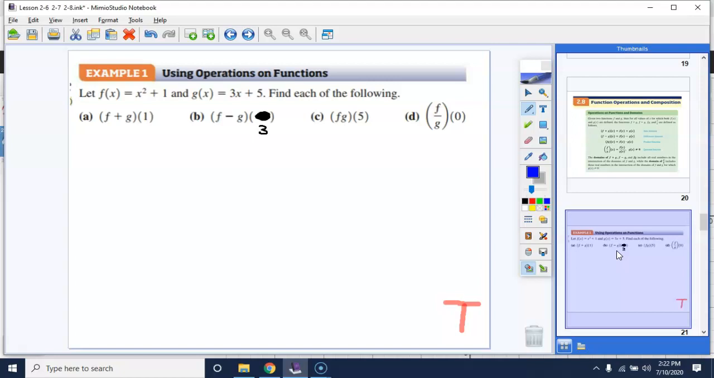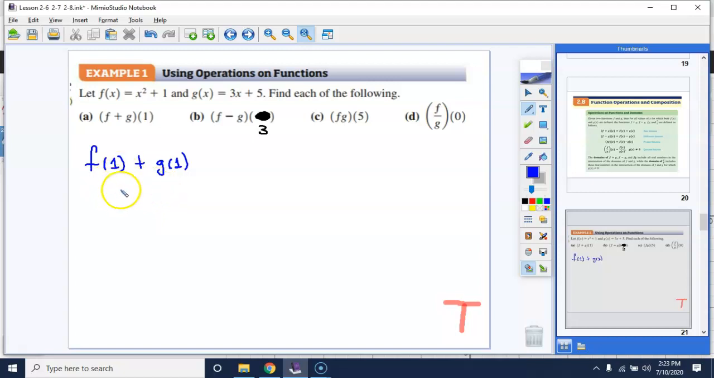So here we got two functions, right? f of x and g of x. Find each of the following. So I'm looking for f plus g of 1. This is how I do it. I'm gonna add them, right? So I'm gonna find f of 1, and then I'm gonna find g of 1, and I'm going to add them up.